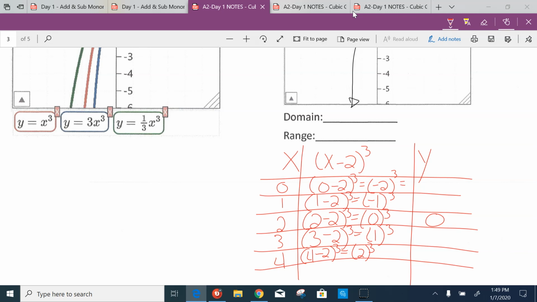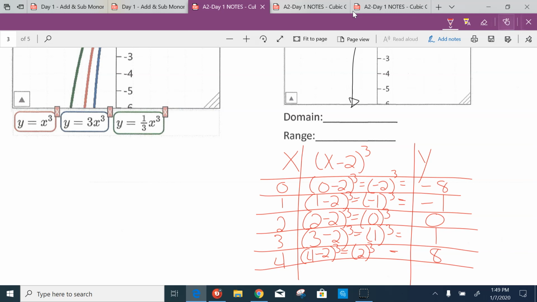So let's get all these answers. Negative 2 to the third power means negative 2 times negative 2 times negative 2 again. Negative 2 times negative 2 is positive 4, times negative 2 again is negative 8. Negative 1 times negative 1 times negative 1 will be negative 1. Positive 1 times positive 1 times positive 1 is positive 1. And then 2 times 2 is 4, times 2 is 8. So here are my points.